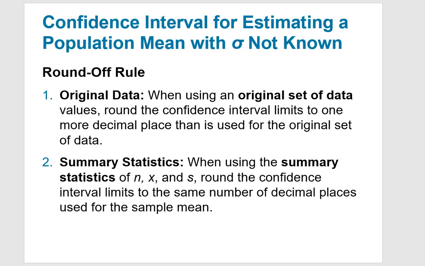So again, when you're rounding, please make sure that you always use the original data all the way through until you get to the end and then do the rounding. And when you're using the summary statistics, make sure that you round the confidence interval limits to the same number of decimal places that you used for your sample statistics. So if the mean used one decimal place, then your answer would have one decimal place.